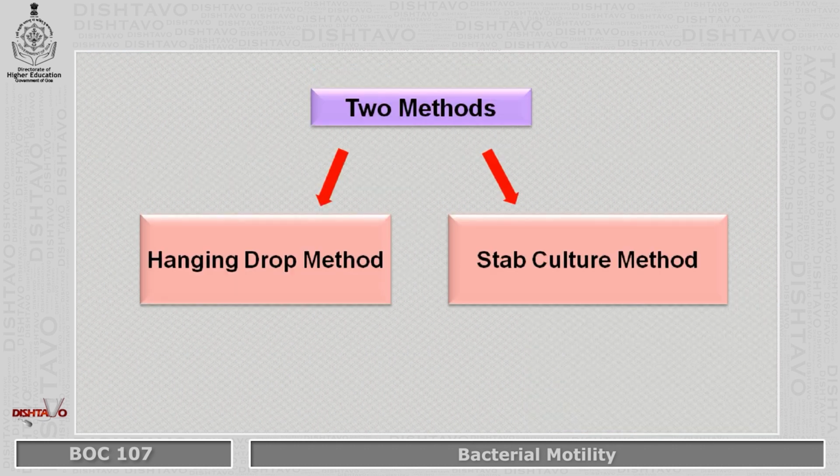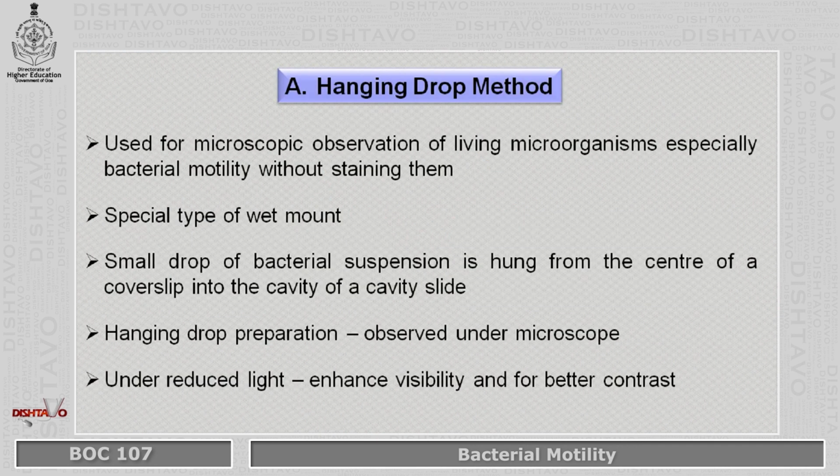Now, there are two methods to detect bacterial motility. First is the hanging drop method and the second is the stab culture method. Now, let us study about each one in detail. First, the hanging drop method. Now, this method is used for the microscopic observation of living microorganisms, especially bacterial motility is observed without staining them. Now, when we use the heat staining process, it will result in the death of the bacteria, which will cause a change in its morphology.